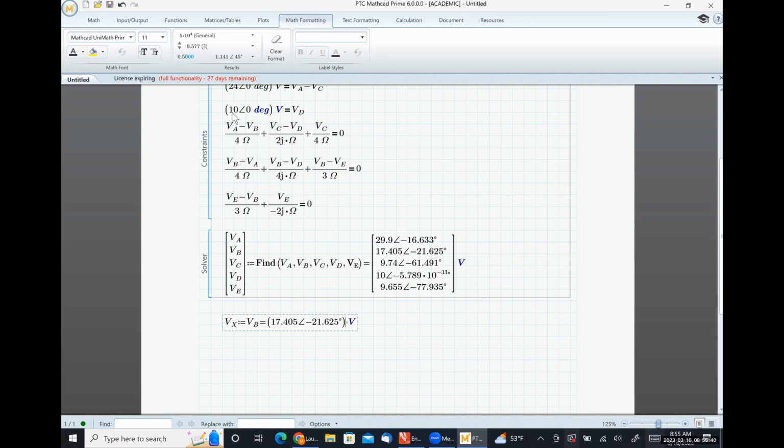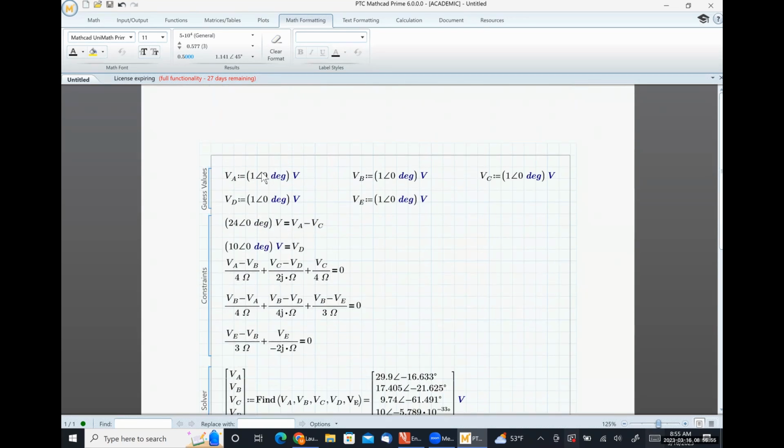So that's a very good question. What this gentleman asked is, for the guess values, do we always want to use one angle 0 degrees? So let's scroll up to the top and let's screw around with the guess values real quick and see if anything happens. And the short answer is, for this particular system, it shouldn't. Right?